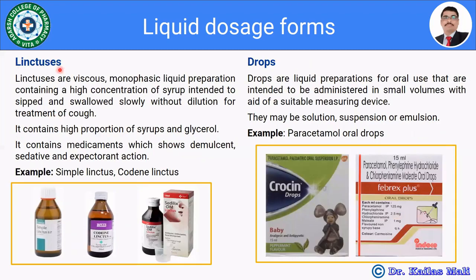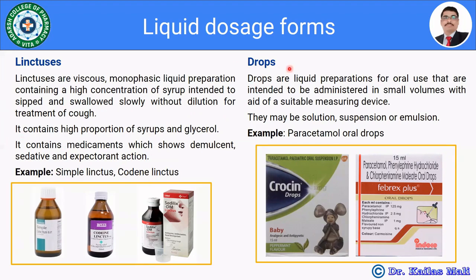Let us see the linctuses. Linctuses are viscous monophasic liquid preparations containing a high concentration of syrup, intended to be sipped and swallowed slowly without dilution for treatment of cough. It contains a high proportion of syrup and glycerol. Further, it contains medicaments which show demulcent, sedative, and expectorant action. For example, simple linctus and codeine linctus.